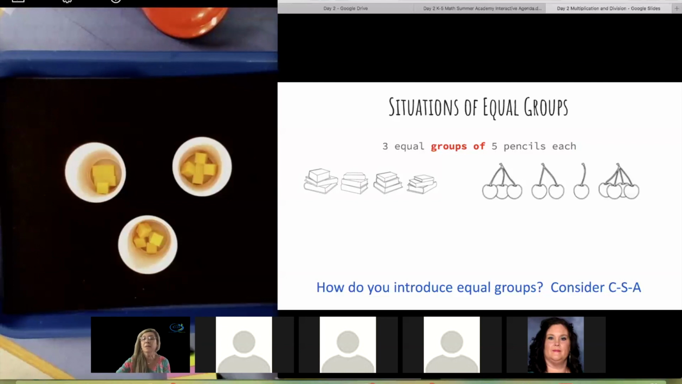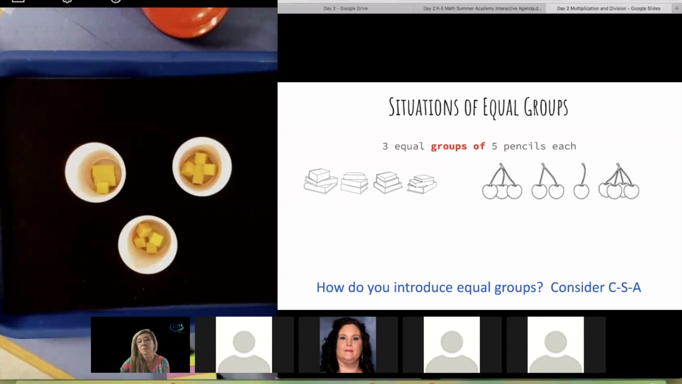And then this next scenario, do we have equal groups? No, we don't have equal groups. Right. We have 4 groups, don't we? But they're not equal. And of course that's another point I should make, is that non-examples are just as important as examples. We have to show them what it's not as well as what it is when we're working with math.